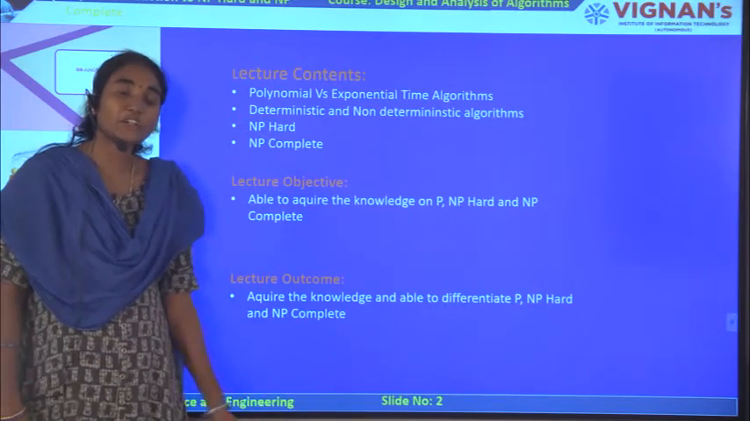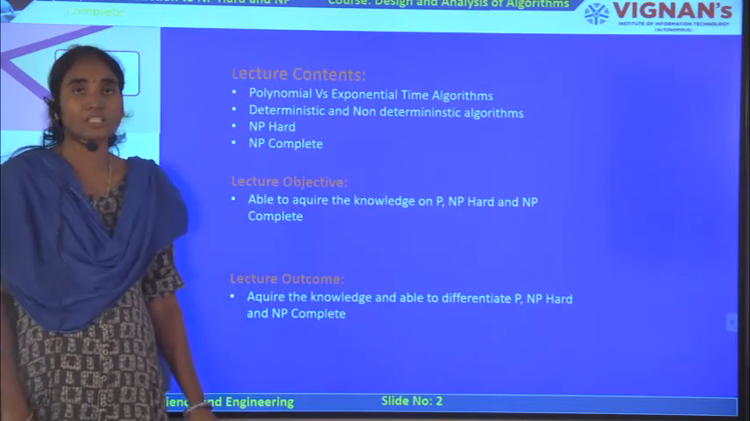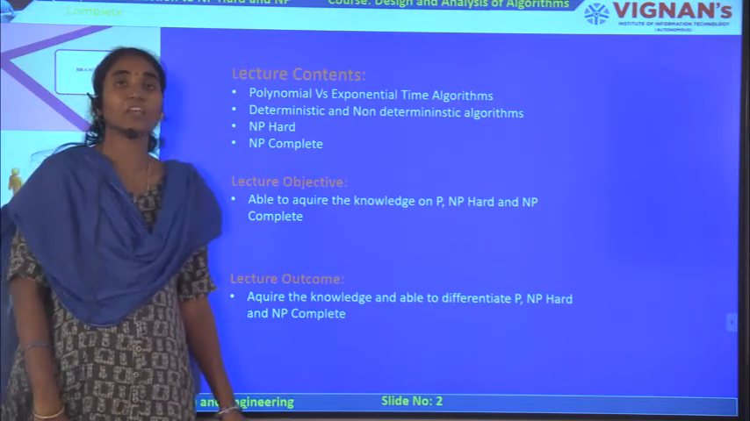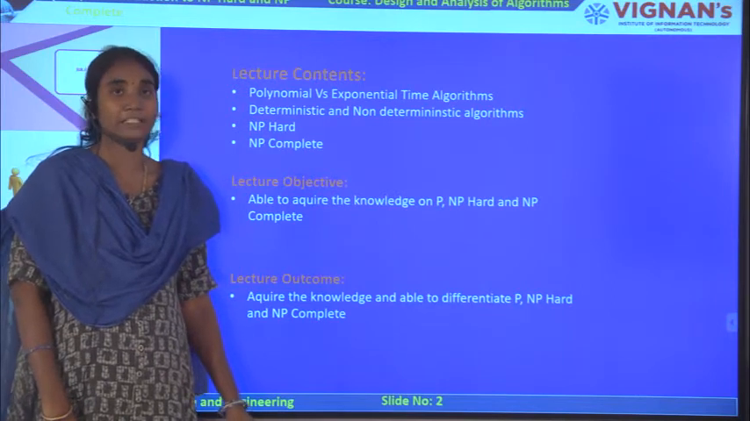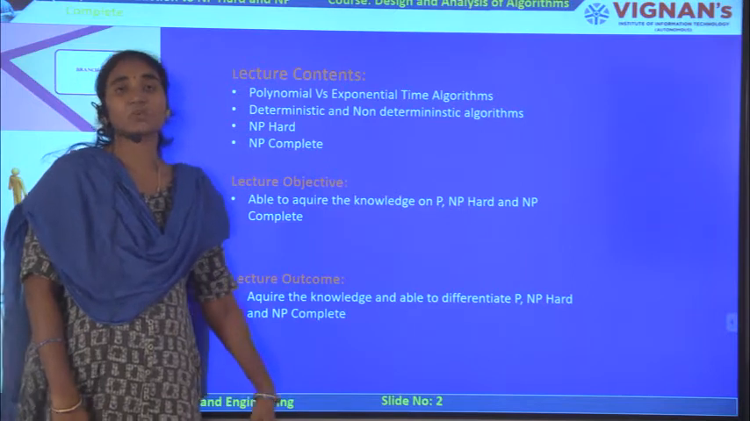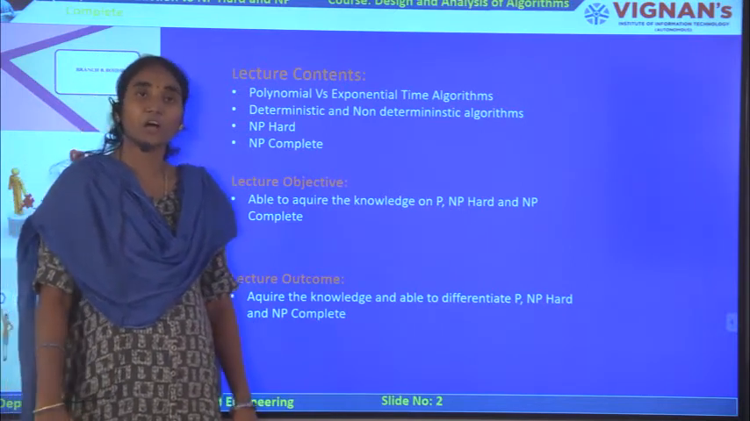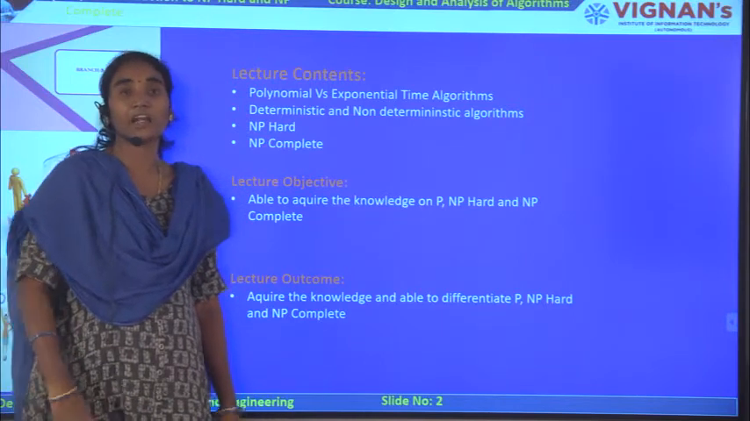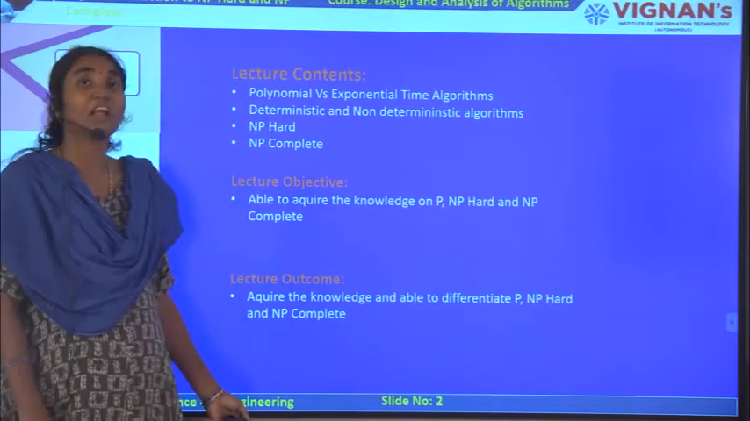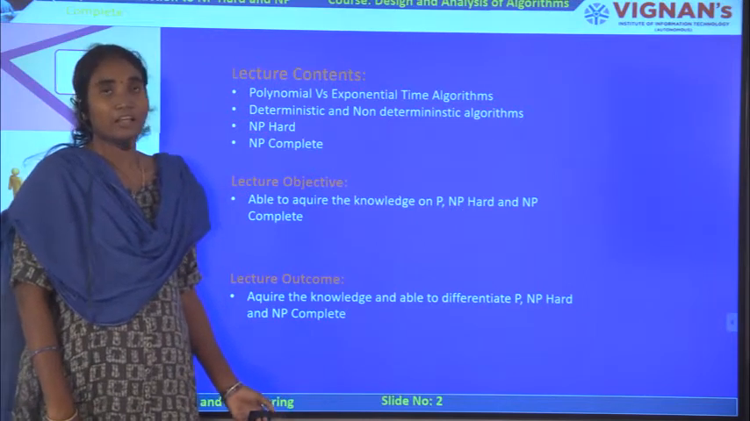Objective. Coming to the objective, with today's lecture, the students are able to understand the concept of P, NP, NP-hard and NP-complete. And coming to the outcome, after learning this lecture, the students are able to differentiate what is meant by P, NP and NP-hard, how they are related and how they are differentiated.